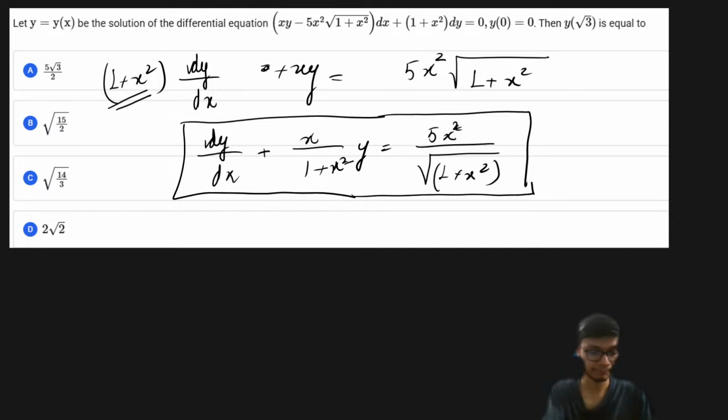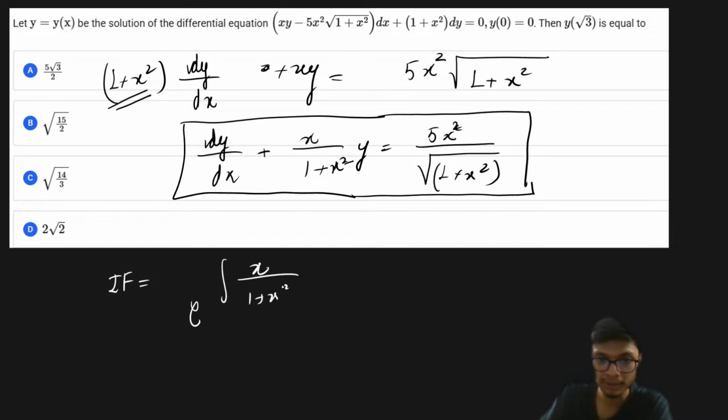Is this part clear to all of you? Okay, so let's proceed with the question. Let's try to solve it. First of all, let us find the integrating factor. That is going to be e to the power integration of x upon 1 plus x squared dx. Now it's a very simple integration.